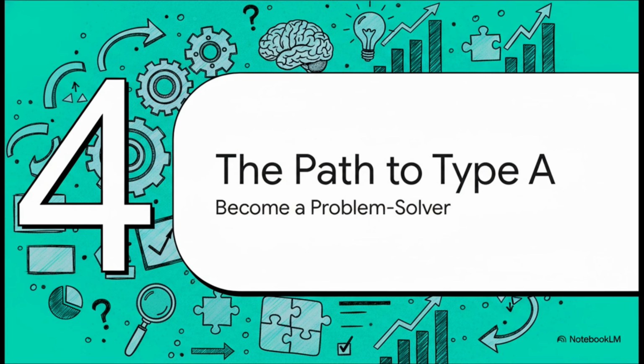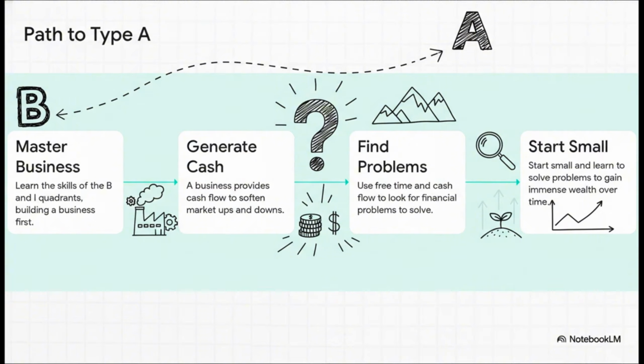Okay, so if Type A is the ultimate goal, how in the world do you actually get there? It's not just about flipping a switch in your brain, it's a specific path that requires building a whole new set of skills. So, interestingly, the path doesn't even start with investing. It starts with business. The idea is to first become a B, a business owner, so you can master problem solving on a smaller scale.